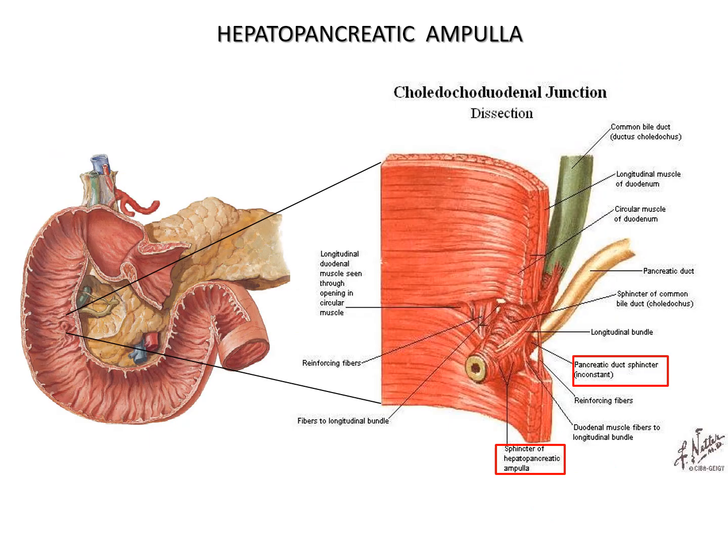There is a sphincter around the terminal part of the main duct called the pancreatic duct sphincter. There is also one around the hepatopancreatic ampulla called the hepatopancreatic sphincter, or sphincter of Oddi. These sphincters control the flow of bile and pancreatic juice into the duodenum.